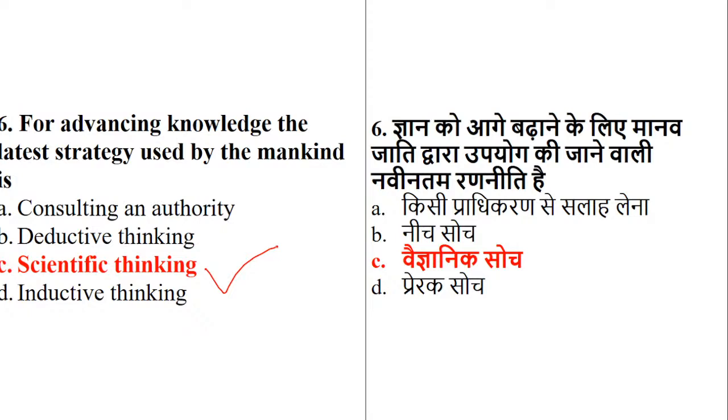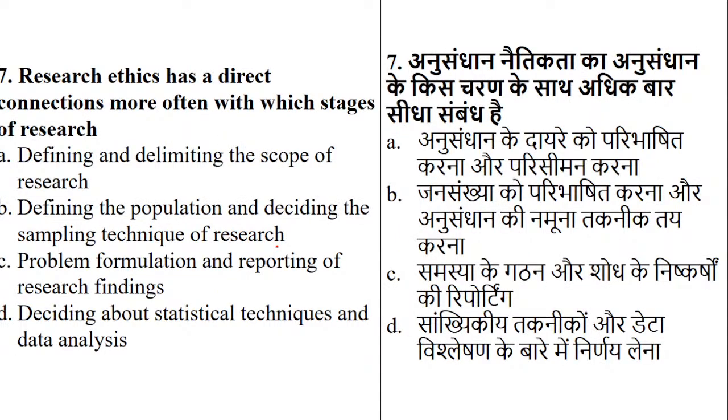Fine. Yes, so now let's go to question number 7. Now read carefully. Question number 7 is a little lengthy, so do not be lazy in reading the entire question. The question is on research ethics. Research ethics has a direct connection more often with stages of research. So what is that? Whether it is defining and delimiting the scope of research, defining the population and deciding the sampling techniques of research, problem formulation and reporting of research findings, deciding about statistical techniques and data analysis. So when we talk about research ethics, what exactly is the stage which has been conducted in research?